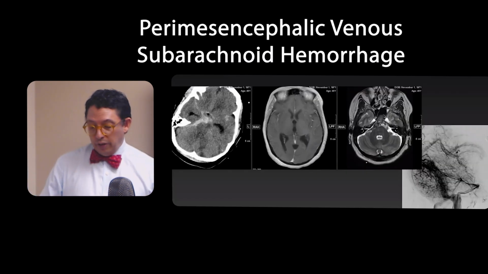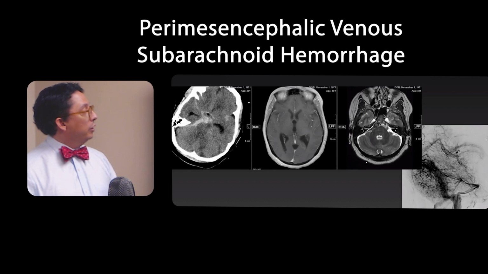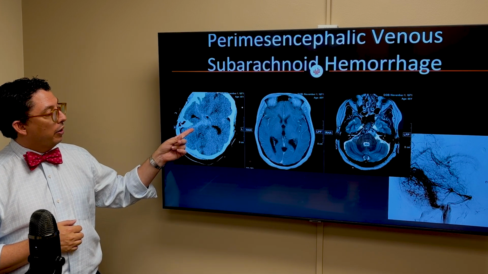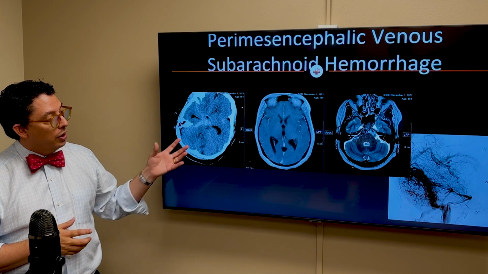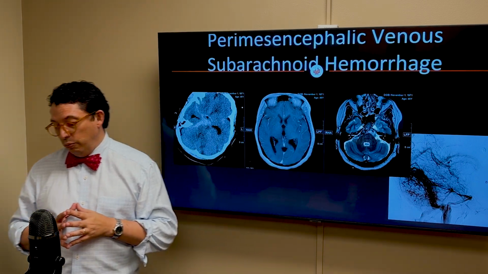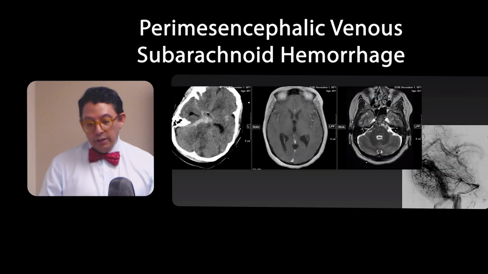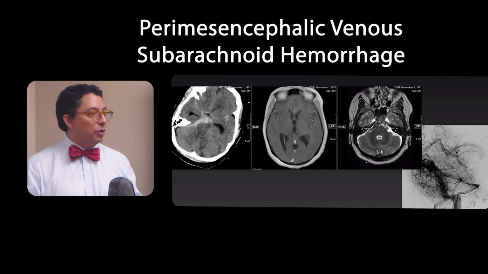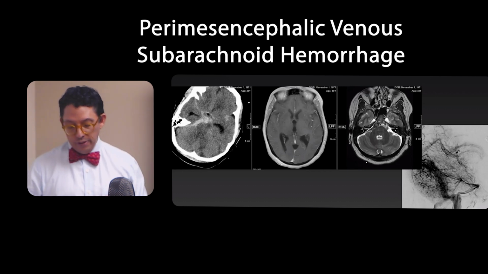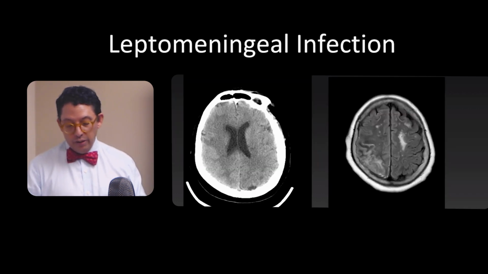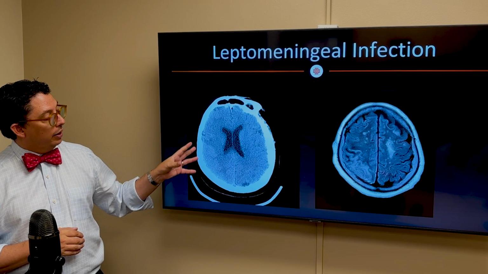This is a case of a young lady that came to the ER. She was 48 years old with this subarachnoid hemorrhage in the perimesencephalic cisterns. We did multiple studies. We see the bleed here, and the angiogram was absolutely normal. So these are these perimesencephalic venous subarachnoid hemorrhages that you have just to be aware of as part of your differential diagnosis.